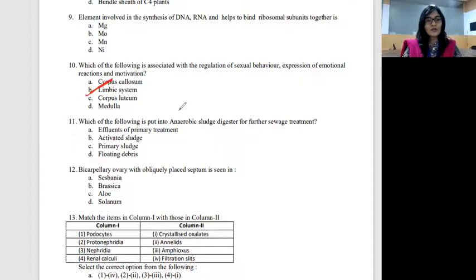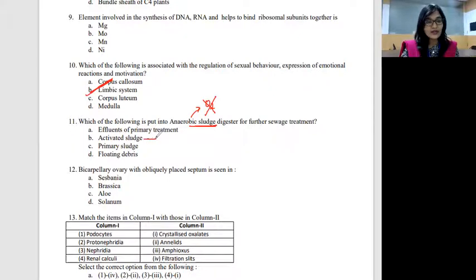B. Okay. Which one of the following is put into an anaerobic sludge digester? We have studied this anaerobic. Anaerobic means where there is no oxygen, for further sewage treatment. Okay. So what we will do first, we will treat that with activated sludge.